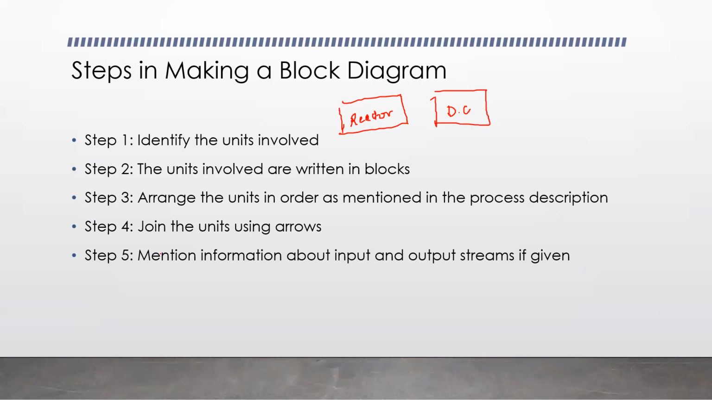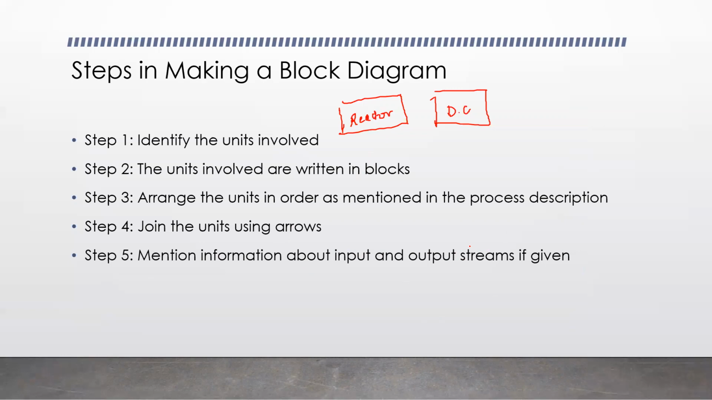All right. Then we are going to arrange these units in order as mentioned in the process description. All right. So whatever is the order in which, suppose if they have said that from the reactor it goes into the distillation column, so that means reactor is first and then you have the distillation column. If they say it's the distillation column first, then from the distillation column it goes into the reactor. All right. Then we have to join the units using arrows. All right. We are going to join the units using arrows. And finally, we are going to mention information about input and output streams if it is given.